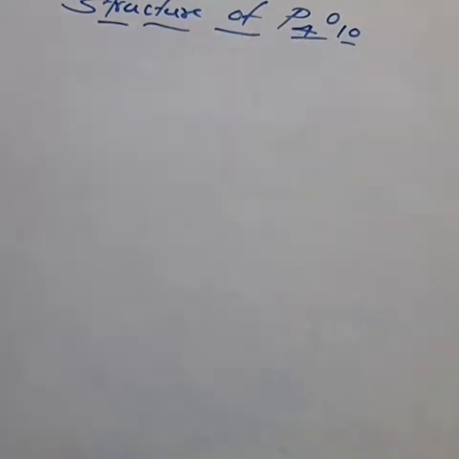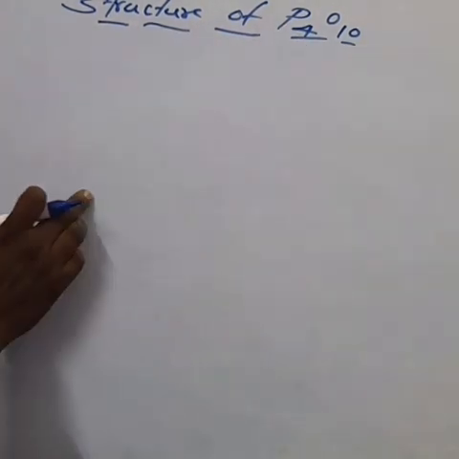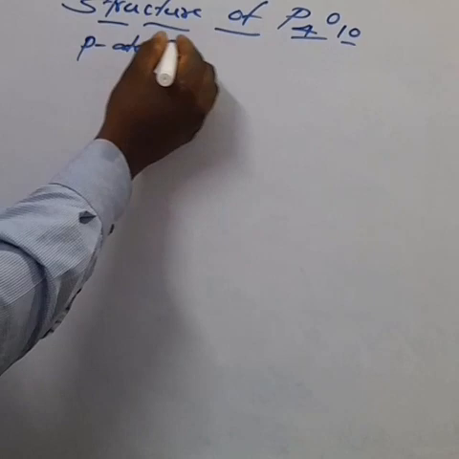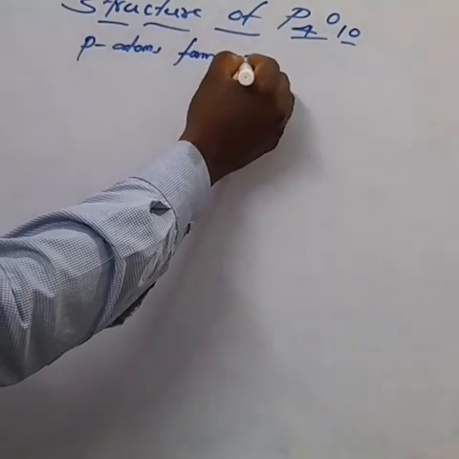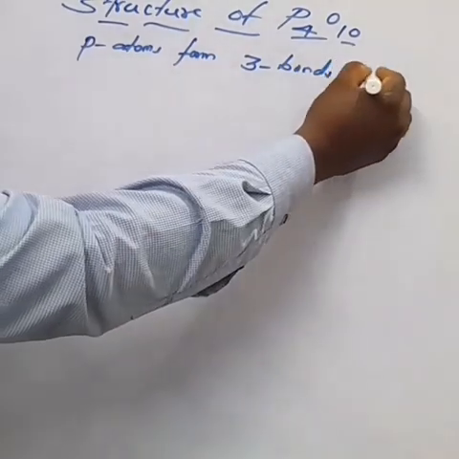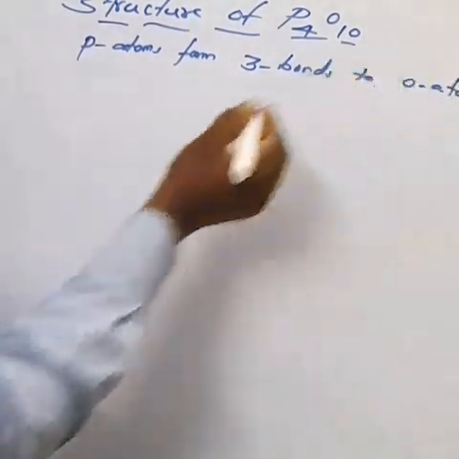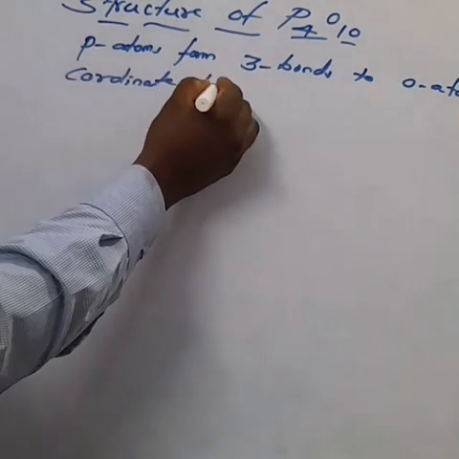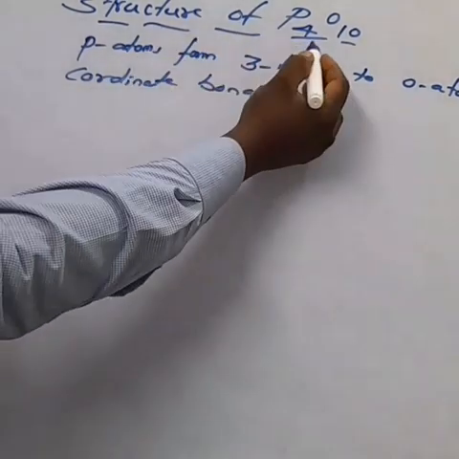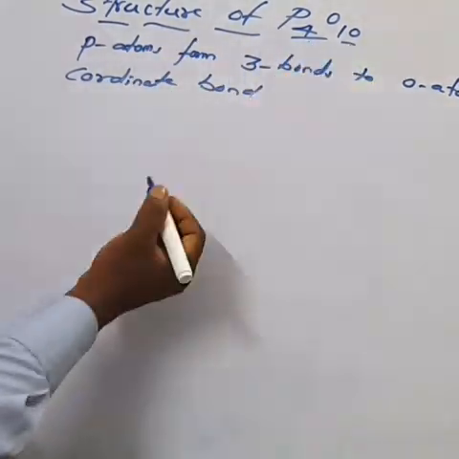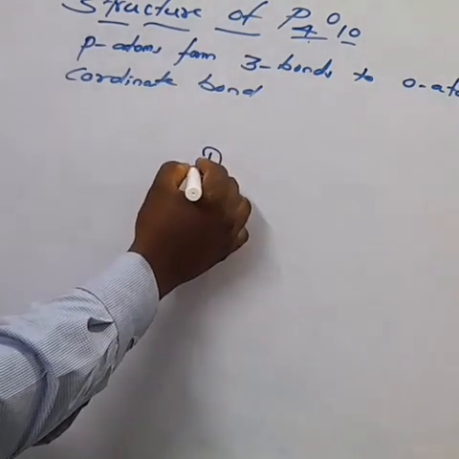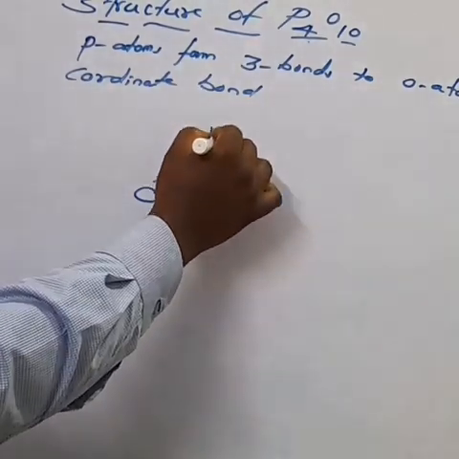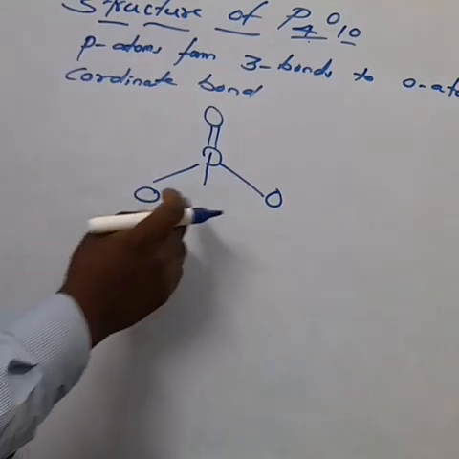Structure of P4O10. Here each phosphorus atom forms 3 bonds to oxygen atoms, and also an additional coordinate bond with an oxygen atom. How many phosphorus atoms are there? 4 phosphorus. You have to draw the structure.